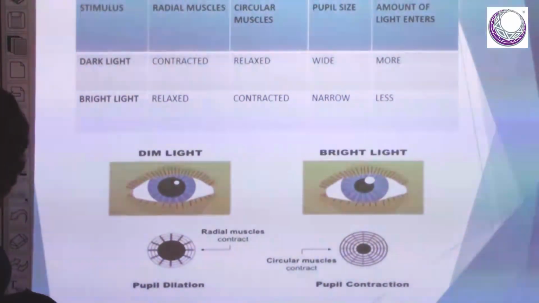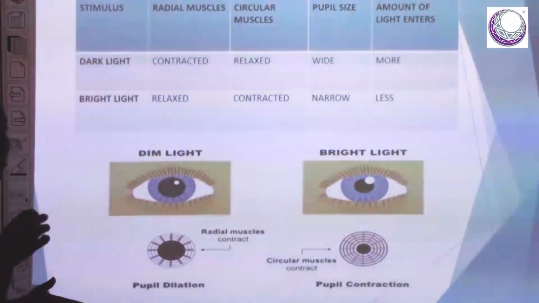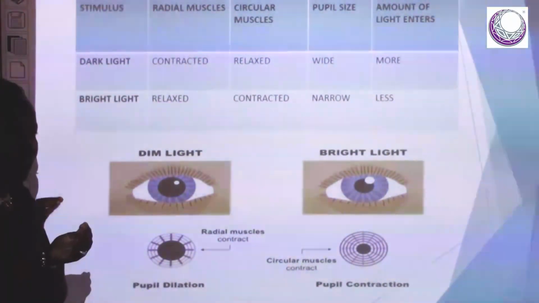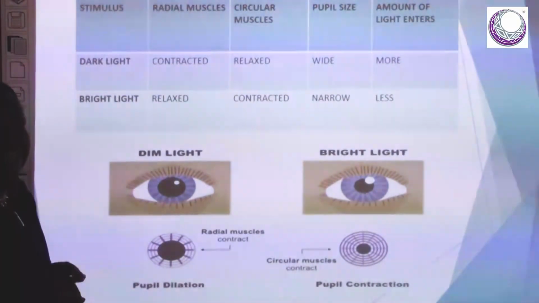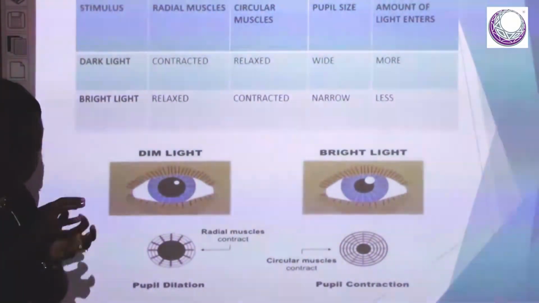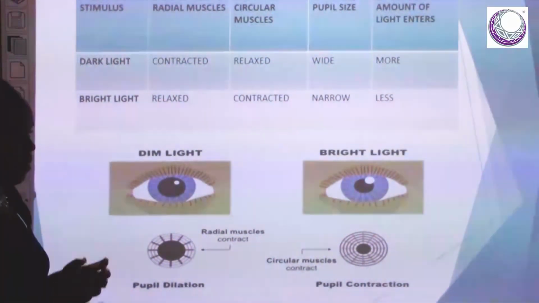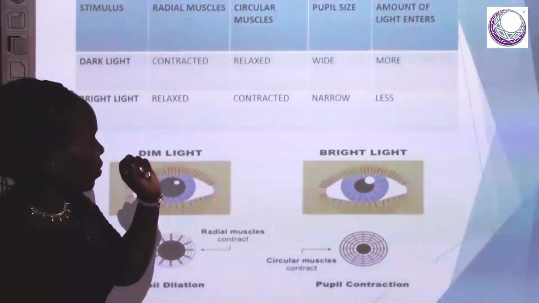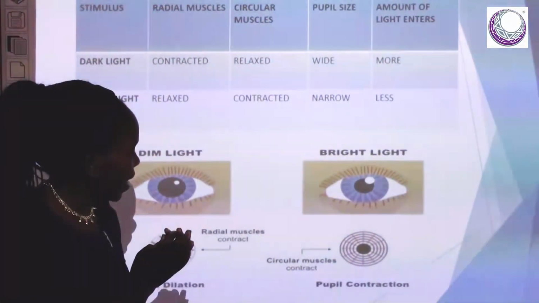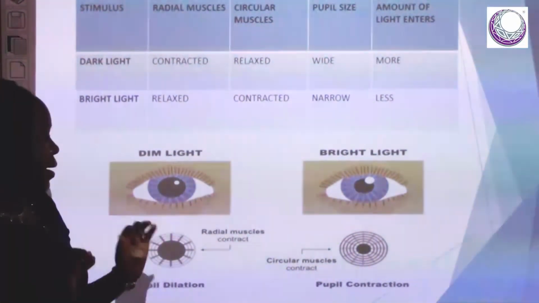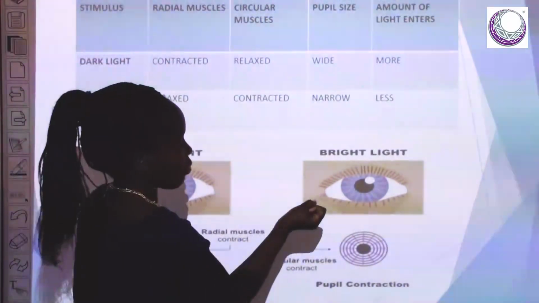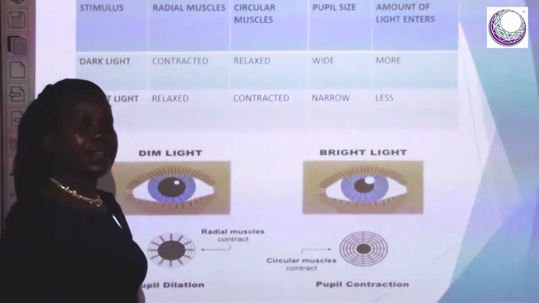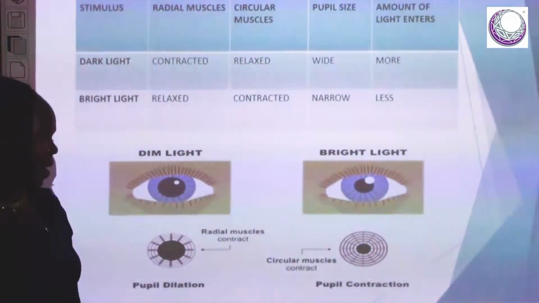You can actually imagine the scenario of you holding a circular thing. For you to make it small, you try to squash it like this, and this is brought about by the circular thing. When the circular muscles contract, the radial are going to relax, and this is going to squash the pupil to become small, and less light enters the eye. This prevents damage of the eye.